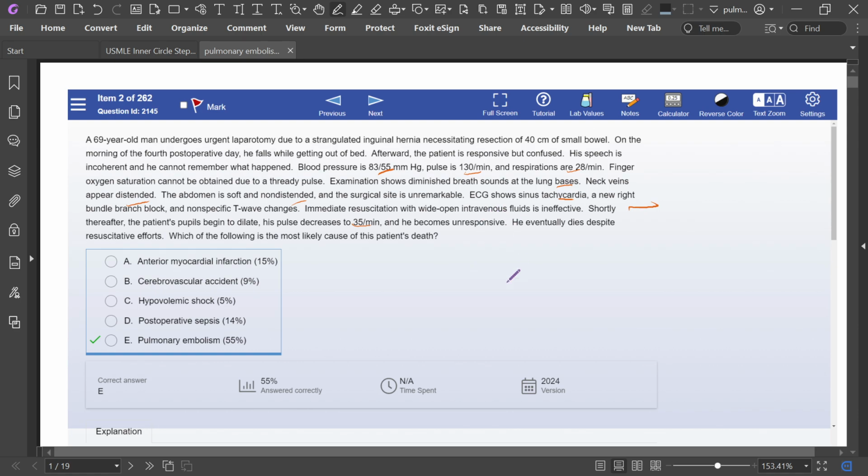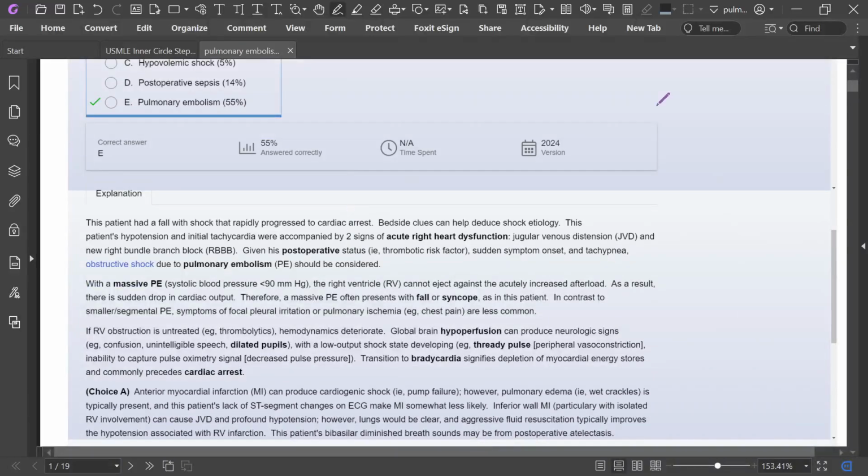What is your diagnosis? It is pulmonary embolism. Why? This patient falls with shock that rapidly proceeds to cardiac arrest. A bedside clue helps to deduce the shock etiology. This patient has hypotension and initial tachycardia accompanied by two signs of acute right heart dysfunction, JVD and right bundle branch block. Given his postoperative status, thrombotic risk factors, and sudden onset tachypnea, obstructive shock due to pulmonary embolism should be considered. So this is obstructive shock due to pulmonary embolism.